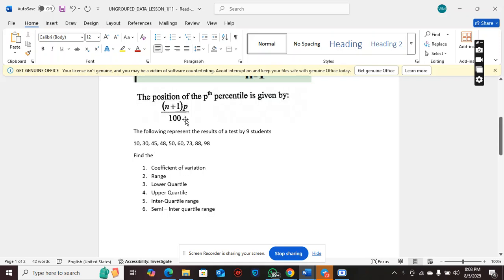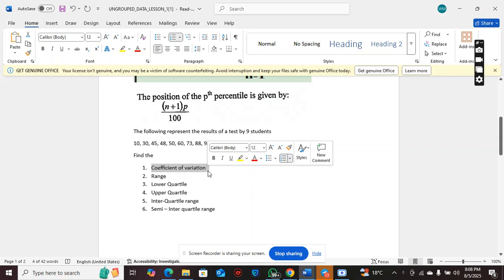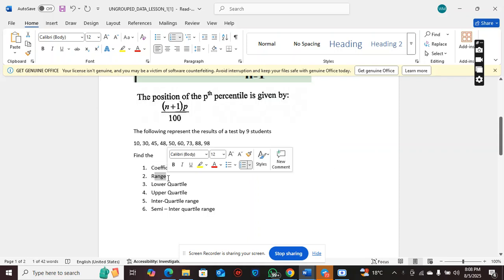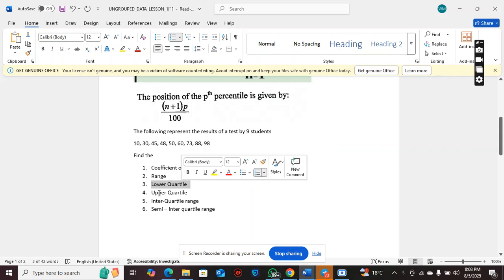Okay, so the following represents the results of a test by 9 students. So these are test results here. First things first, they want us to find the coefficient of variation, the range, the lower quartile, upper quartile, interquartile range, and semi-interquartile range.